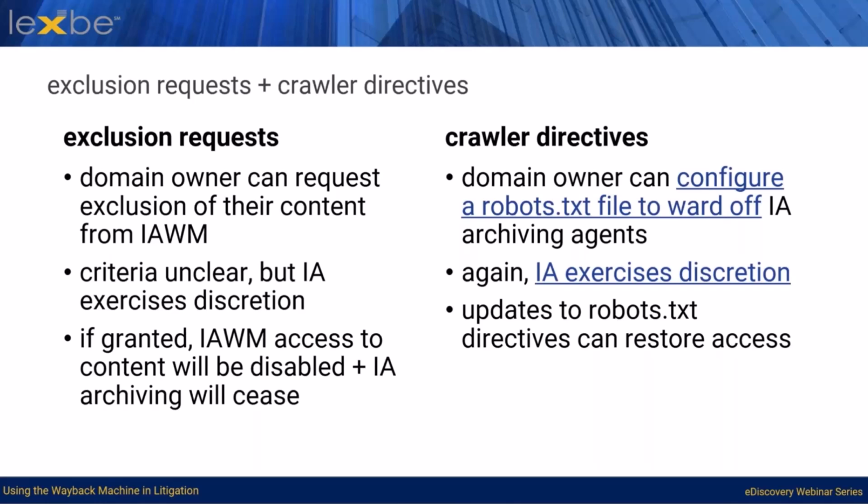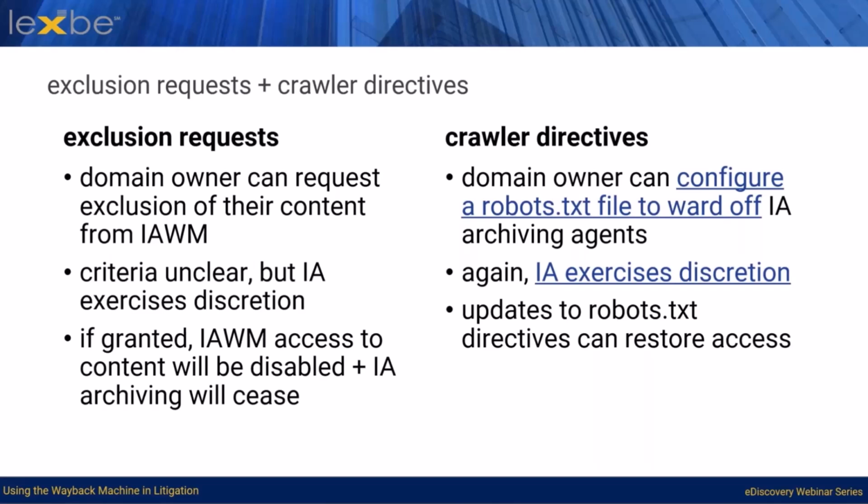A website domain owner may request that the archived web content associated with their domain be excluded from access in the Wayback Machine. The Internet Archive typically obliges these requests, but does appear to exercise discretion. If the exclusion request is granted, access to the content in the Wayback Machine is irrevocably disabled, and the Internet Archive no longer archives that domain.